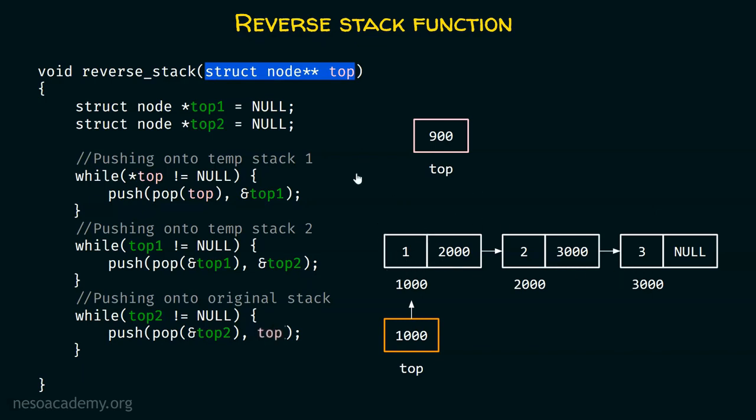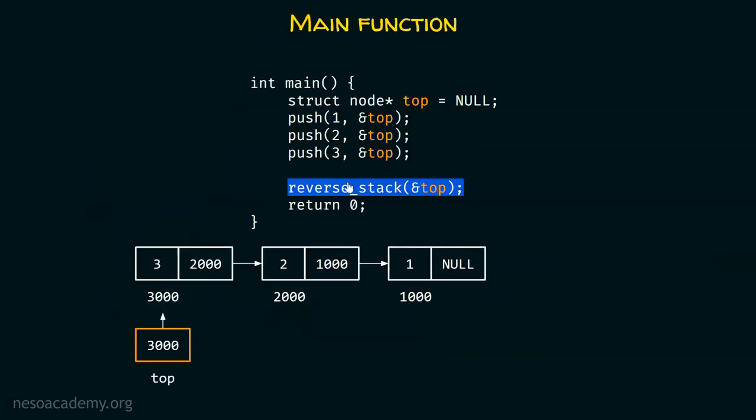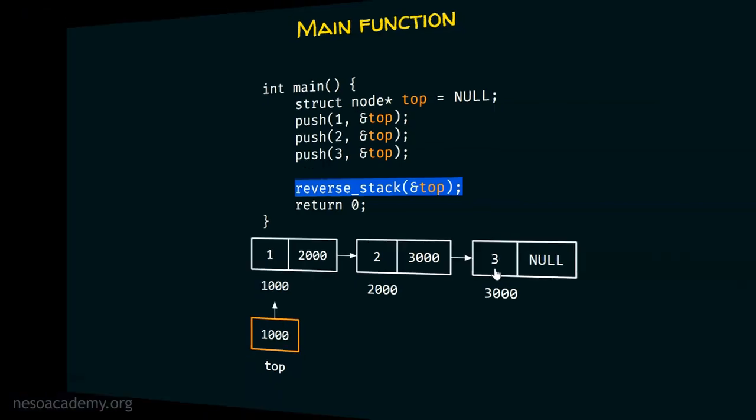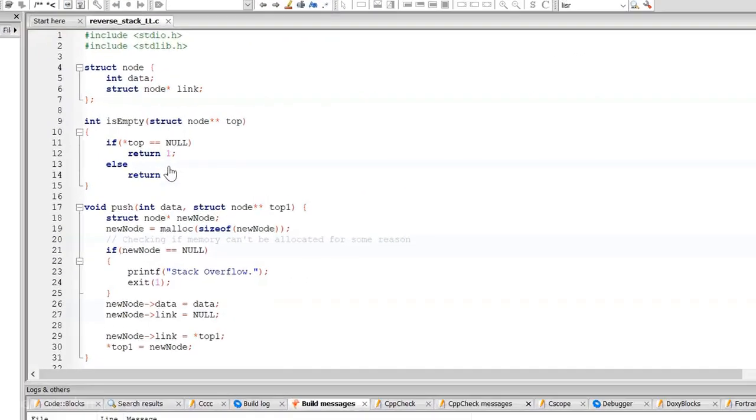And of course, after returning from this function, we'll get to the main function, and here we will land at this point, which means finally we will receive this linked list, right? Where we have this as the topmost element and this as the bottommost element, right? Now let's execute this code in Code::Blocks. Here you can see the complete code.